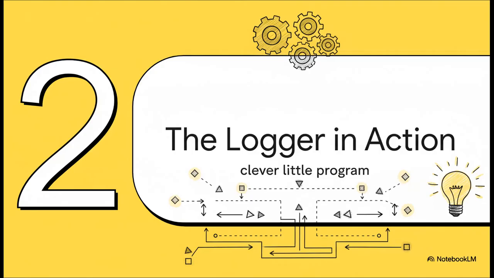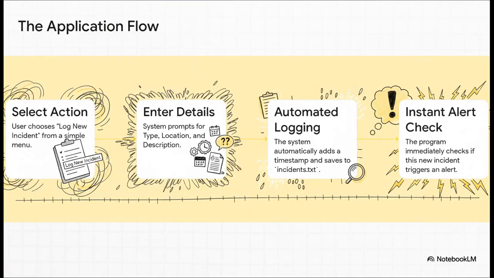Okay, so we get the why. Now let's get to the how. Let's take a look at how this clever little program actually works. This is where the elegant design really starts to shine. The user experience is dead simple. You run the program, you get a menu. You choose to log an incident, and you fill in the basic details, what happened and where. Then the system does all the smart work. It automatically slaps on a precise timestamp and saves everything to a plain text file.